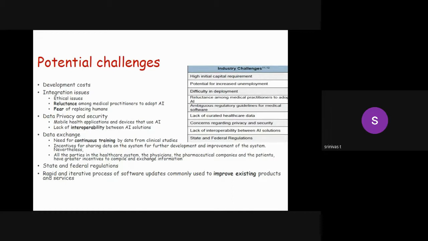State and federal regulations are also not supporting. They have to make useful, compatible regulations for adapting the latest technology. Rapid and iterative tools for software updates are commonly used to improve the existing products and services. This is also one of the constraints and challenges.